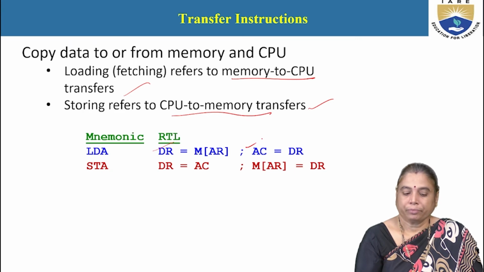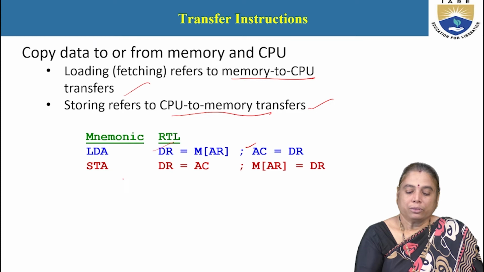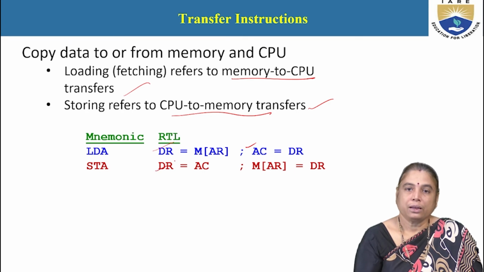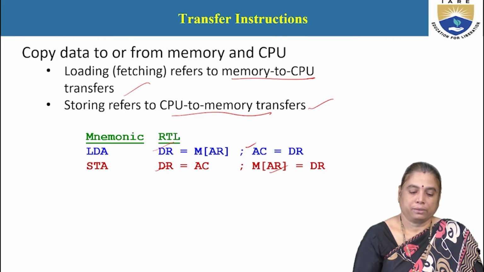In case of the STA store instruction, storing refers to CPU to memory. So the accumulator value can first be transferred to the DR register. The DR register value can then be transferred to the memory that is pointed to by the AR register. So these two instructions, LDA and STA, come under the category of transfer instructions.